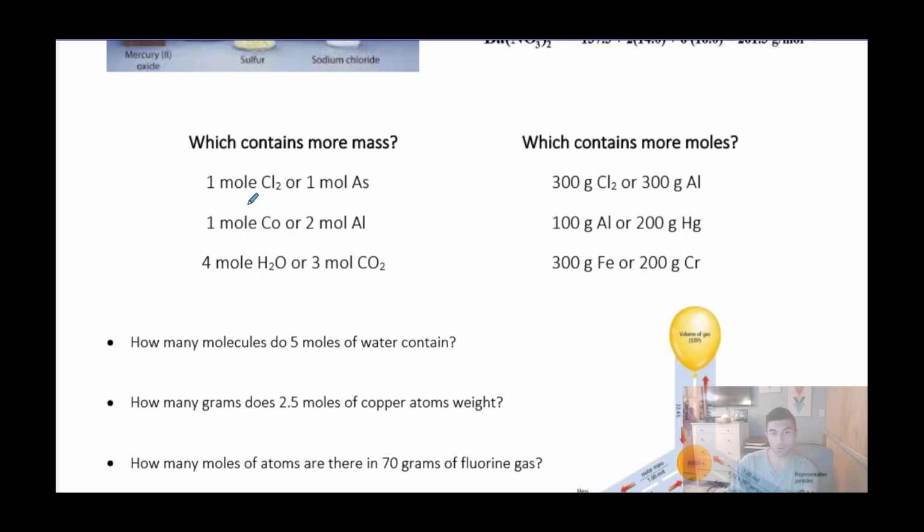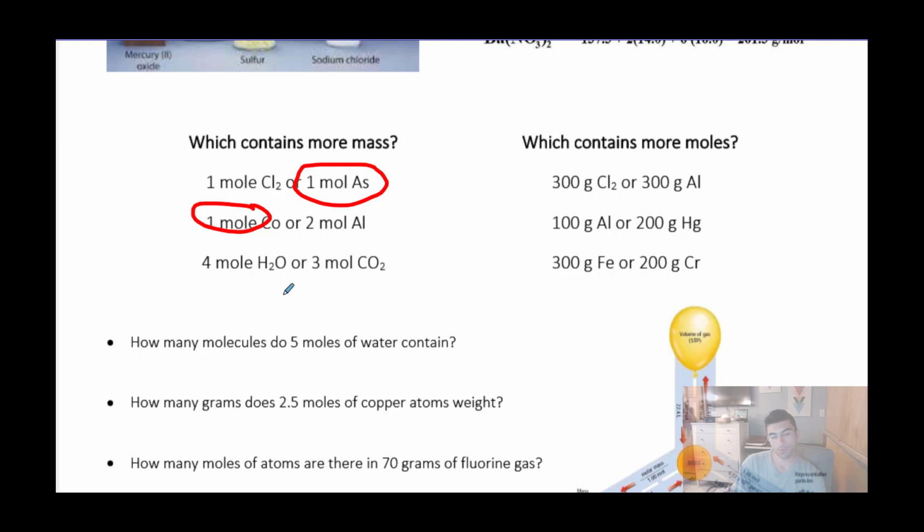Which has more mass, 1 mole of chlorine or 1 mole of arsenic? We can consult the periodic table. 1 mole of chlorine has a mass of about 71 grams, where a mole of arsenic has a mass of about 75. 1 mole of cobalt versus 2 moles of aluminum. 1 mole of cobalt has a mass of about 59 grams, where 2 moles of aluminum would have a mass of about 54 grams, so 1 mole of cobalt wins there.